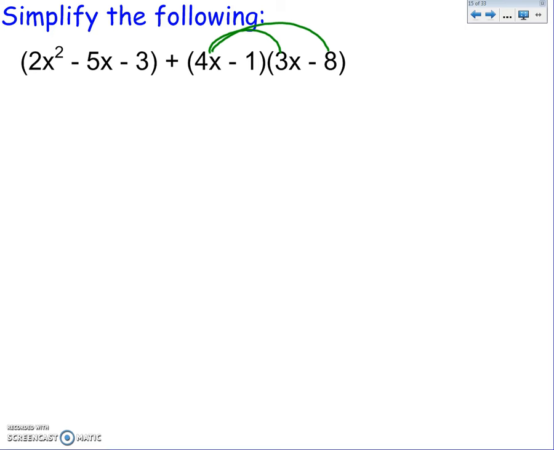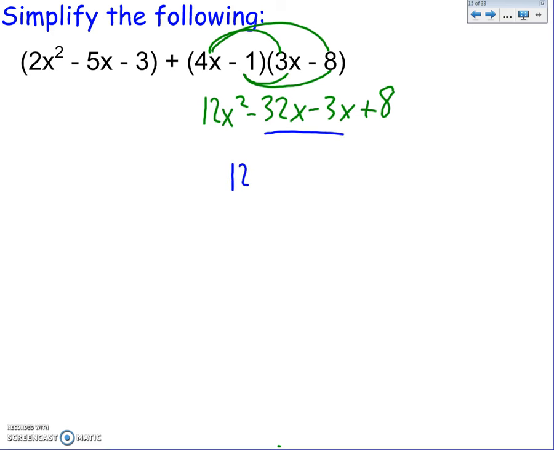So 4x times 3x is 12x squared. 4x times negative 8 is negative 32x. Negative 1 times 3 is negative 3x. And negative 1 times negative 8 is positive 8. Combine like terms if you can. The x's combine. So 12x squared minus 35x plus 8.